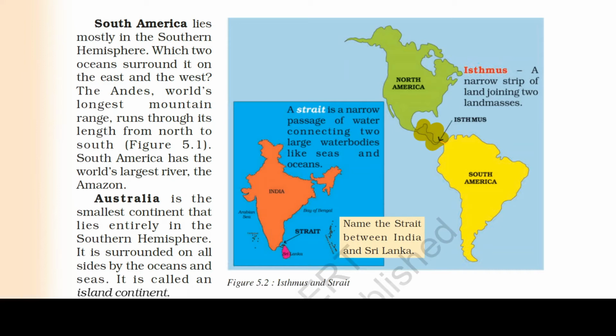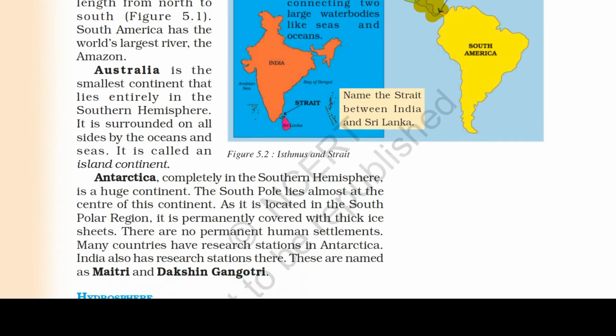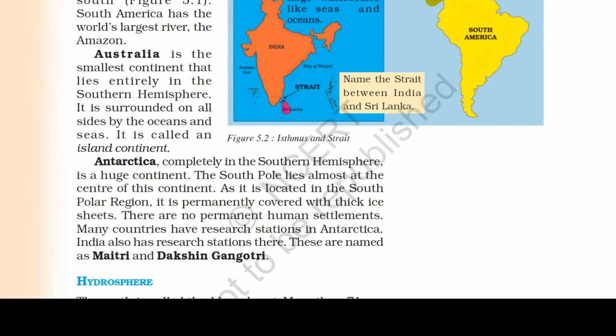Then Australia, which is the smallest continent, lies entirely in the southern hemisphere, and it is surrounded on all sides by oceans and seas. It is an island continent.